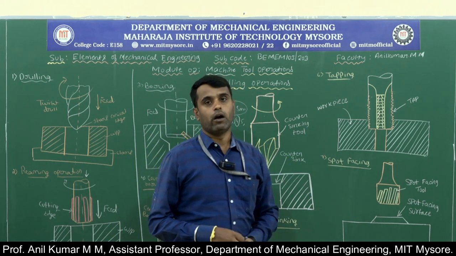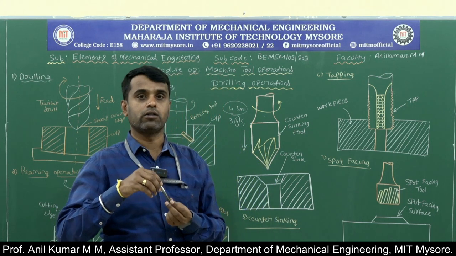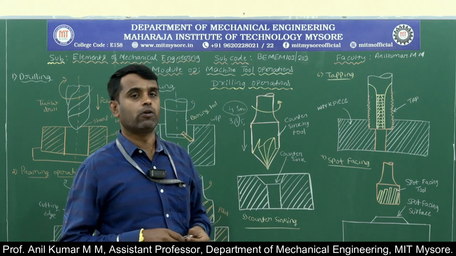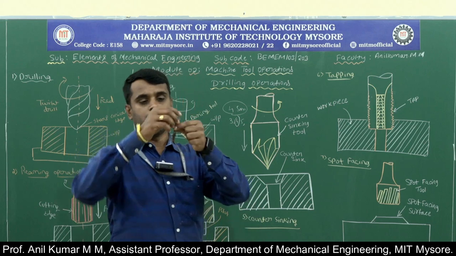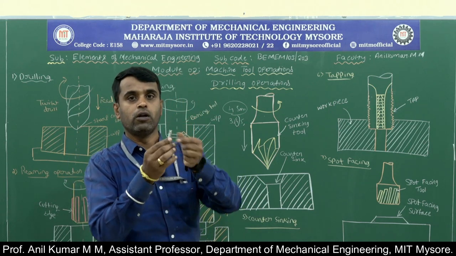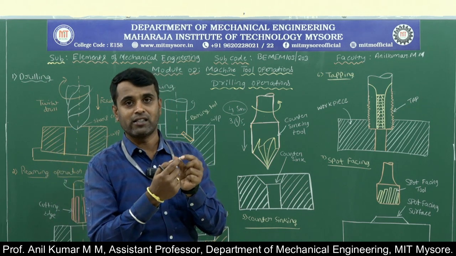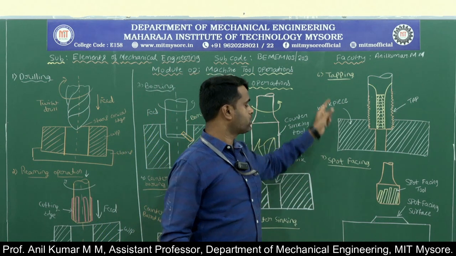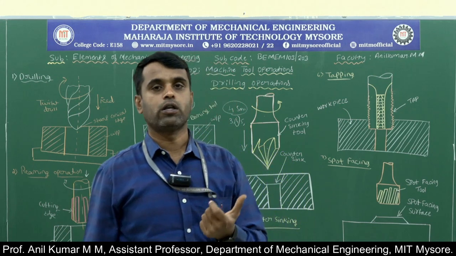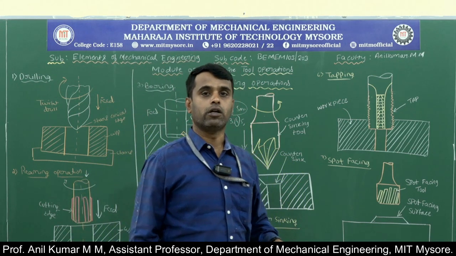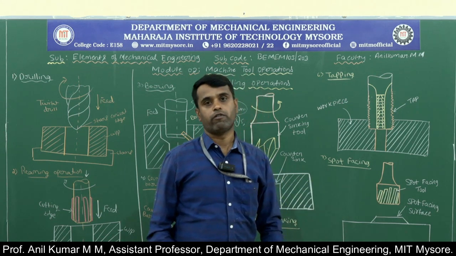Next is tapping. Tapping is an operation that can produce the internal threads on the previously drilled hole. That operation you can call it as the tapping operation. Here we are using one tool that is called as tapping tool. The threads will be formed on the periphery of the tool. With the help of this tapping tool we can produce the internal threads on the previously drilled hole. That is called as tapping operation. Spot facing is a finishing operation. This is a smoothing operation around the previously drilled hole. That operation we can call it as the spot facing operation. This operation is carried out with the spot facing tool.